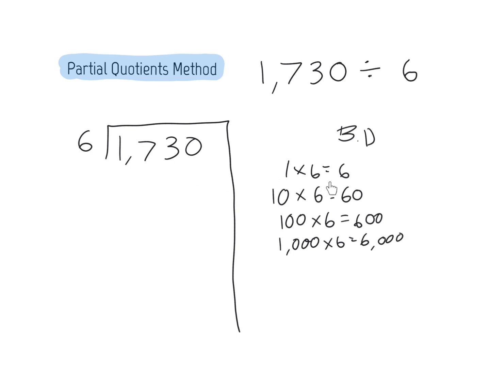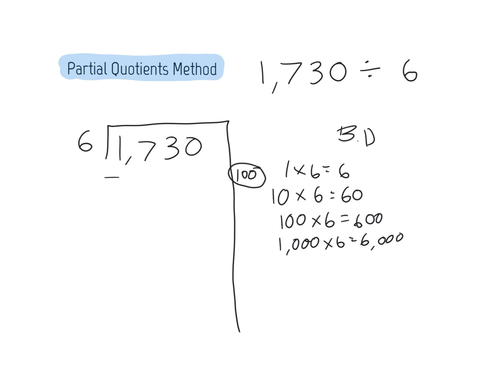Okay, I want the biggest number possible that I can take out without going over. 1,000 times 6 equals 6,000. I only have 1,730. That's too big. Let's go to this guy, okay? Let's take out a group of 100. So what I like about this method is I can just slowly take away groups of 6. So right here, I'm taking away 100 groups of 6. And when I took away 100 groups of 6, I just used up 600 of this 1,730.